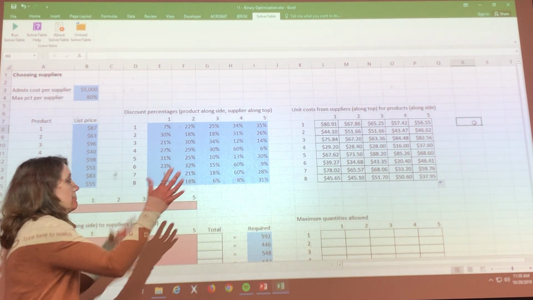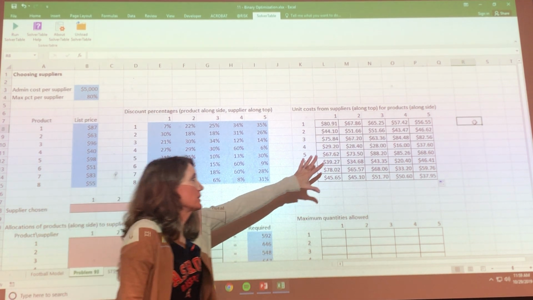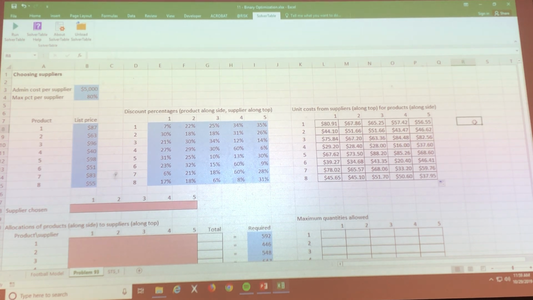If they had just given us that, great. But they didn't. Okay, they didn't. So we had to make the calculations, and we came up with our own cost grid of how much it costs for each product from each supplier. So far, so good?